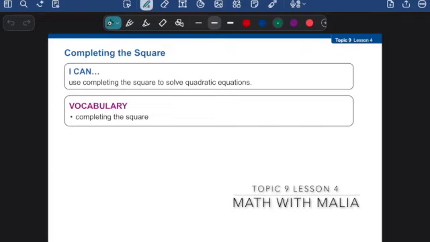Today we're doing Savvas enVision Algebra 1, Topic 9, Lesson 3, Completing the Square. After this lesson, you'll be able to use the method of completing the square to solve quadratic equations.